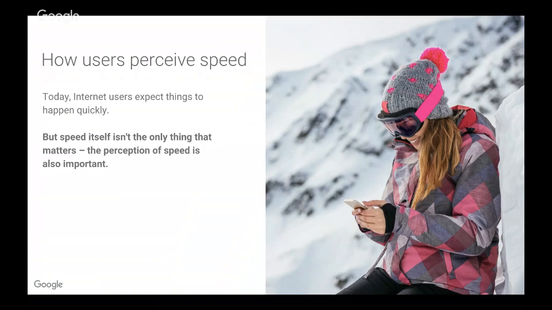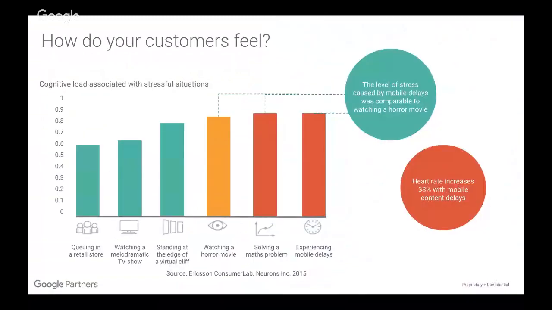Now, while having a fast website is important, it's also important to understand the user's perception of speed, how fast is fast, and what really makes a user tick when it comes to mobile site speed. There was a fairly interesting research done by the Ericsson Consumer Lab, and some of you might find it funny, but they made a specific user base go through different kinds of testing situations. And they found that users experiencing mobile delays had the same amount of stress as someone who was watching a horror film.